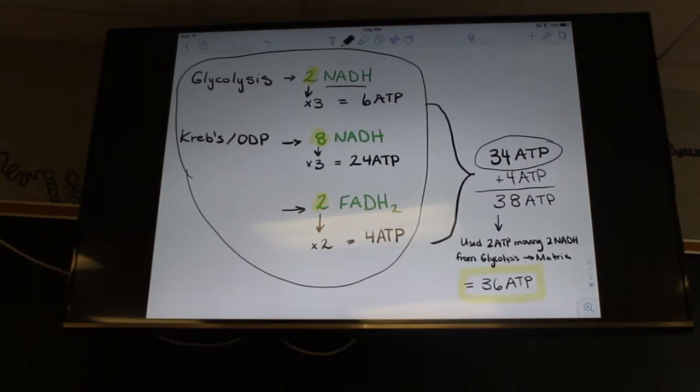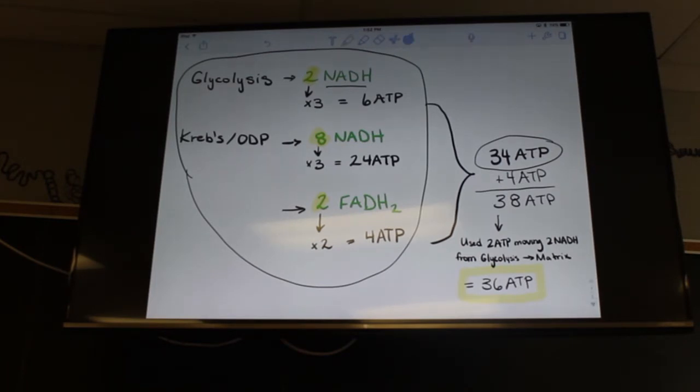as ATP through glycolysis and the Krebs cycle, which made 2 ATP each, so the 4 is both of those added up. And that gives us a total of 38 ATP.